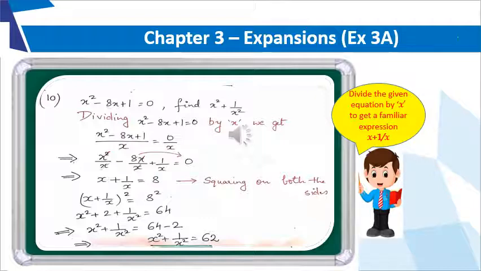Squaring on both the sides, x plus 1 upon x the whole square is equal to 8 square. Applying the identity a plus b the whole square is equal to a square plus 2ab plus b square, we get x square plus 2 plus 1 upon x square is equal to 64. Hence, x square plus 1 upon x square is equal to 64 minus 2 equal to 62.